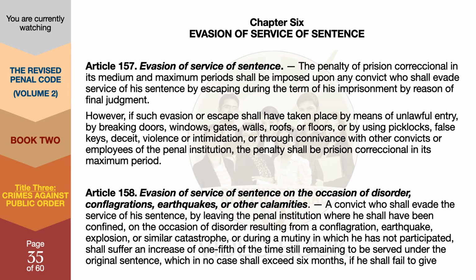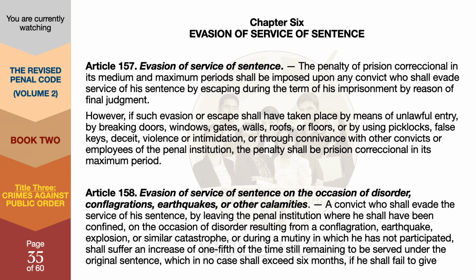However, if such evasion or escape shall have taken place by means of unlawful entry, by breaking doors, windows, gates, walls, roofs, or floors, or by using picklocks, false keys, deceit, violence or intimidation, or through connivance with other convicts or employees of the penal institution, the penalty shall be prisión correccional in its maximum period. Article 158. Evasion of service of sentence on the occasion of disorder, conflagrations, earthquakes, or other calamities.